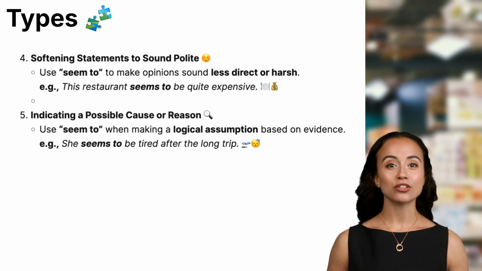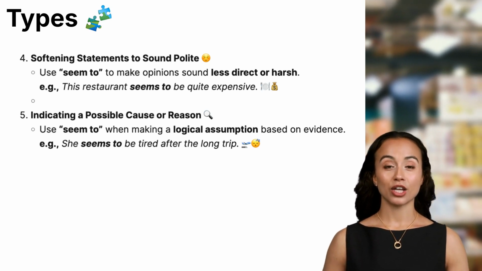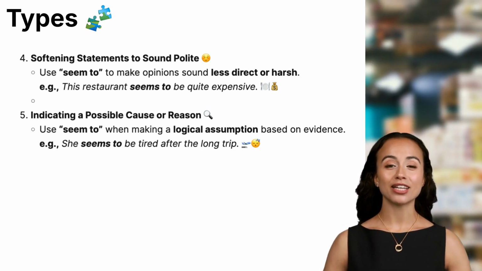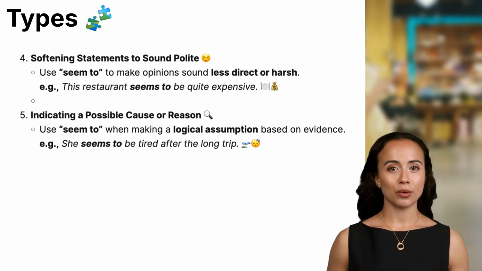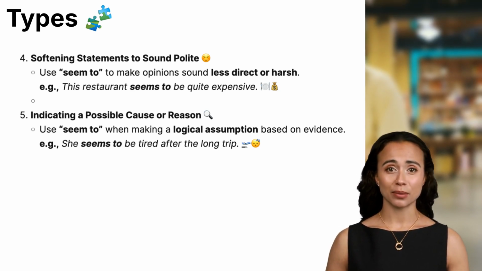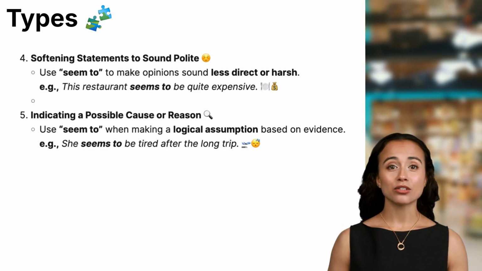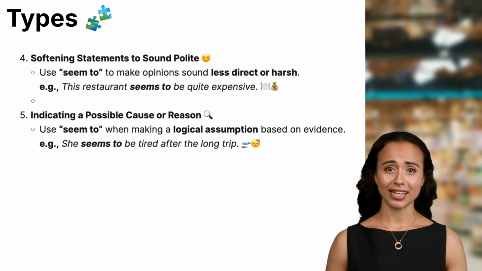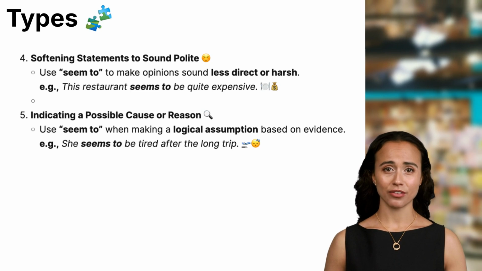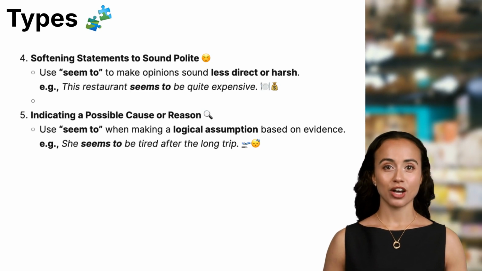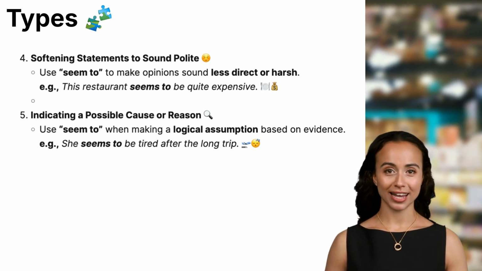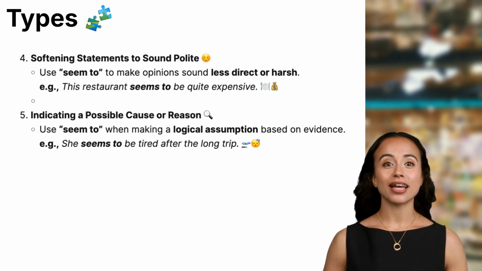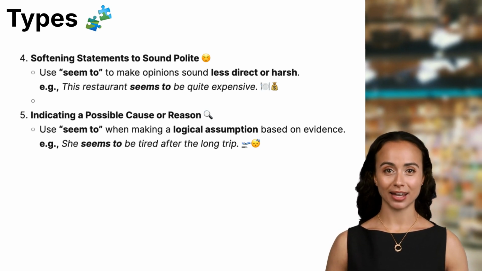4. Softening statements to sound polite. Use "seem to" when giving an opinion or observation in a less direct, more polite way. Example: This restaurant seems to be quite expensive. This sounds softer and less direct than saying, "This restaurant is expensive." More examples: Your friend seems to be very kind. It seems to be a little noisy here. Using "seem to" makes your opinion more gentle and polite.